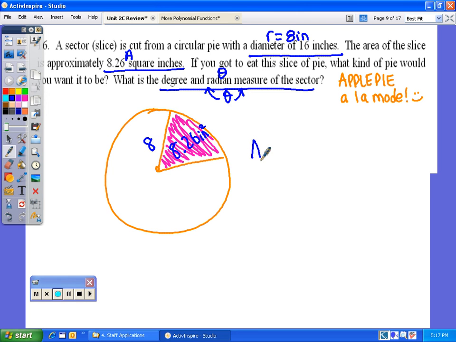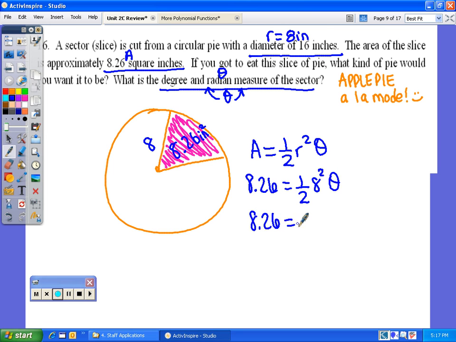Okay, so we just plug that into our formula. Remember, this will not be given to you, so just remember half of r squared, theta. 8.26 equals 1/2 of 8 squared. 1/2 of 8 squared is 32. Divide both sides by 32, and you get this long, ugly decimal, 0.5825 radians.